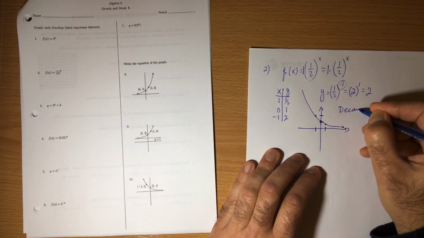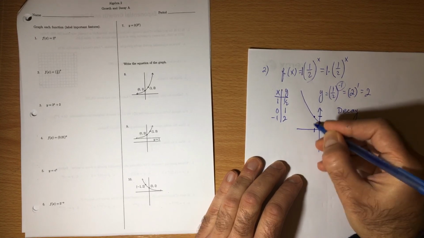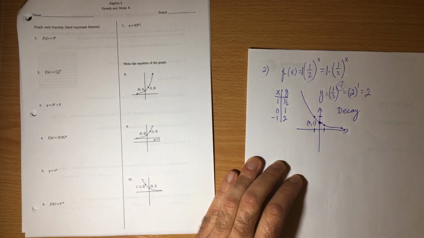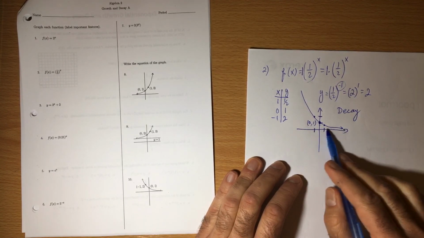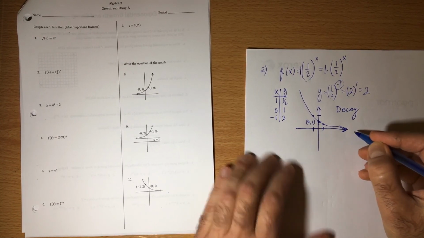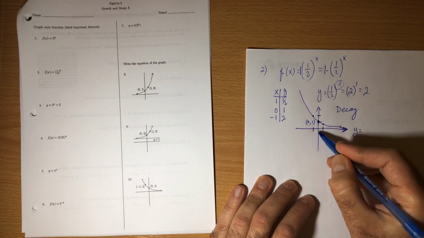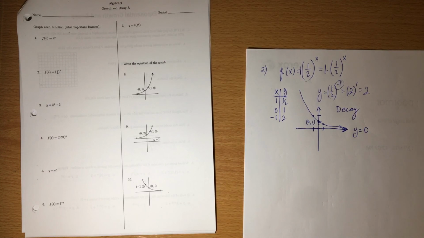We know it's decay. We have a table of values. We have the graph. What is the y-intercept? It just happens to be (0, 1) again. And what's the equation of the asymptote? All right, so it's coming very close to the x-axis again, right? This is our x-axis, so it's a horizontal line. So we write y equals, where is it crossing the y-axis? 0. So there is the equation of the asymptote. I'm going to stop right here. We're going to continue in the next video.